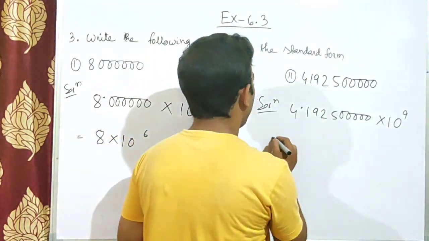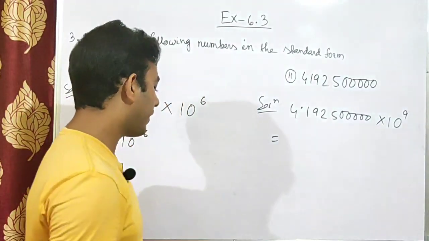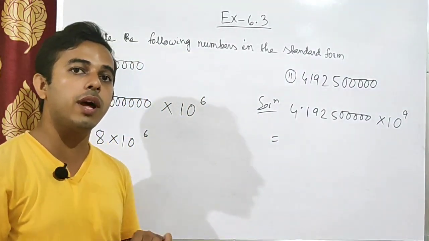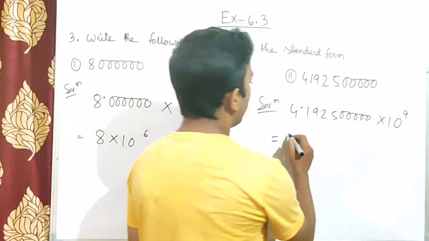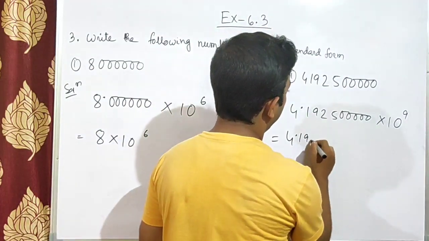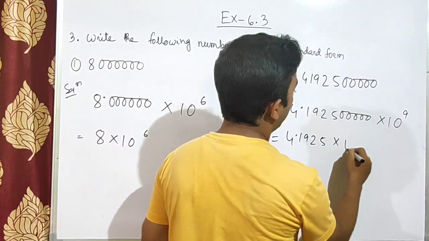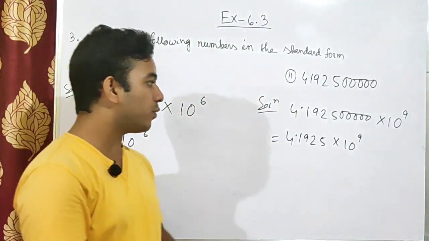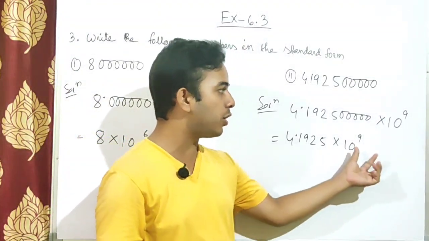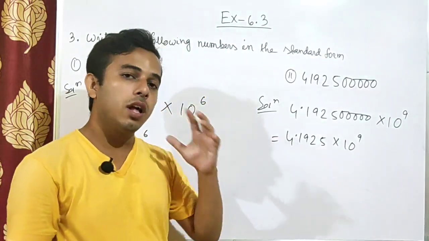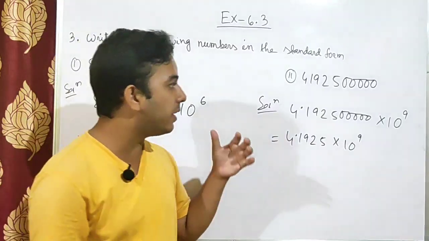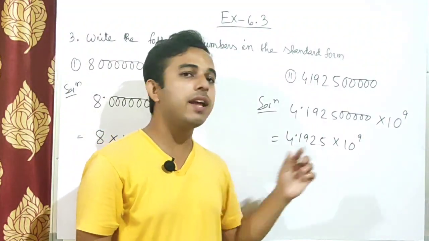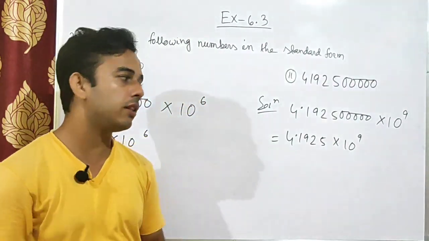Clear? Now we know that after the decimal, writing 0 is not necessary. After the decimal we need not write zeros. So we will write 4.1925 into 10 to the power 9. Clear? After reading this, 4.1925 into 10 to the power 9, it will come to our minds that there are 9 digits after the 4. Clear?